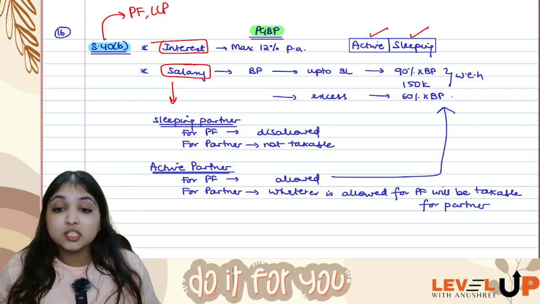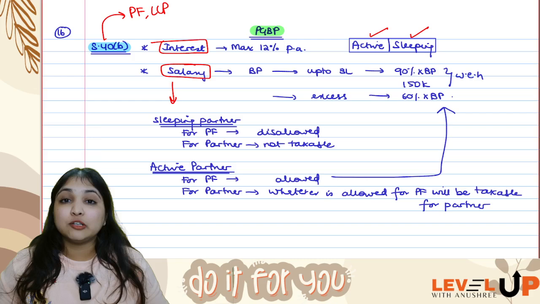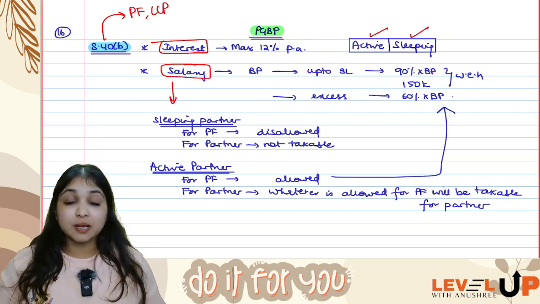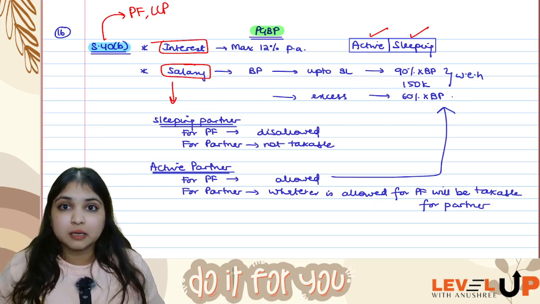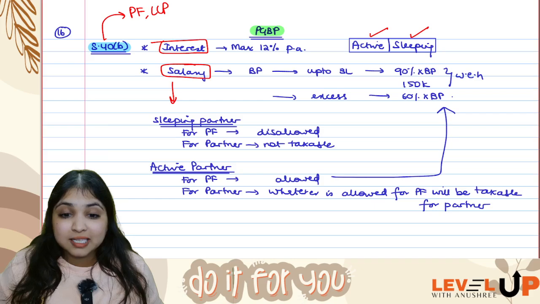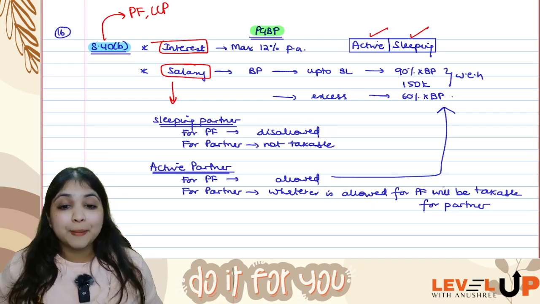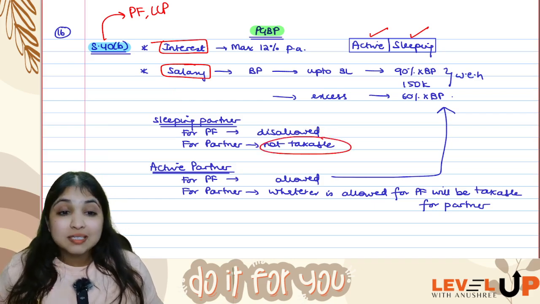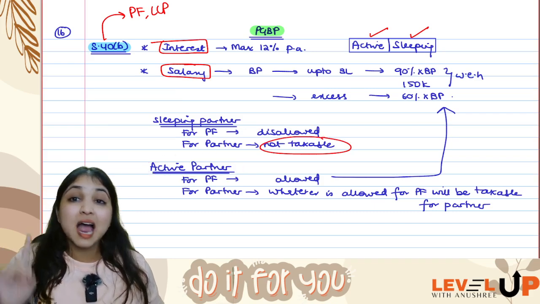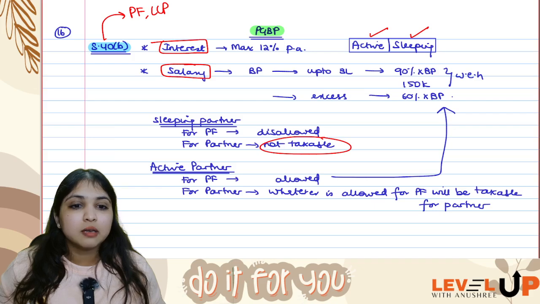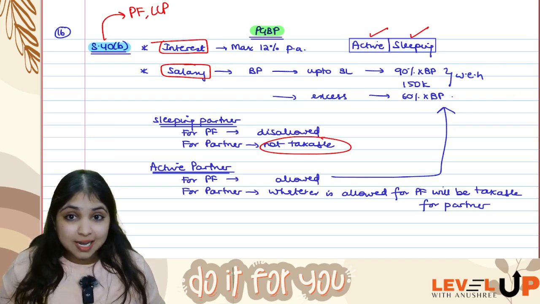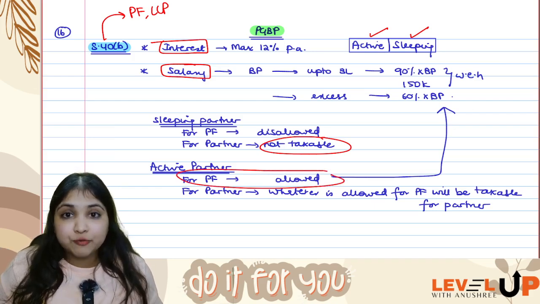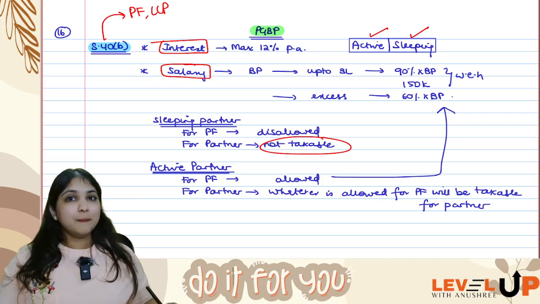If the partner happens to be a sleeping partner, all this calculation will not apply. All this calculation applies only if the partner is a working partner. If the partner happens to be a sleeping partner, for the partnership firm, any salary paid will be fully disallowed. For the partner, nothing will be taxable. All this calculation will apply only if the partner is an active partner. If he is an active partner, on this basis you will arrive at the maximum limit. So you will know what is allowed for the firm. Whatever is allowed for the firm, that only will be taxable for the partners.